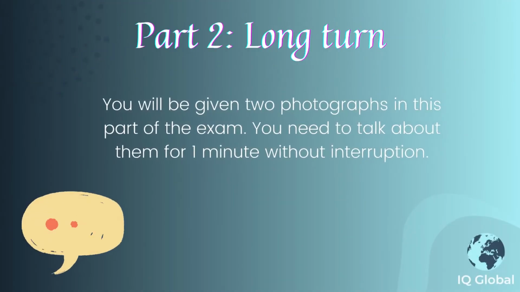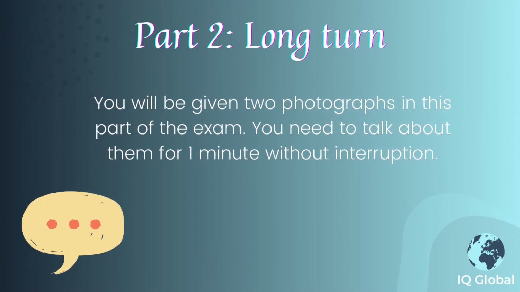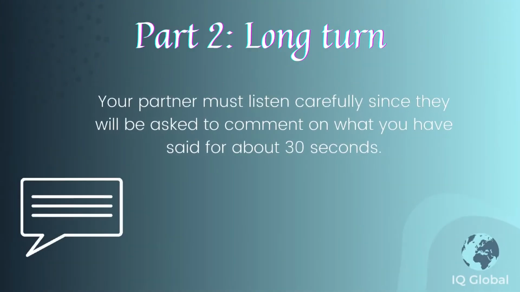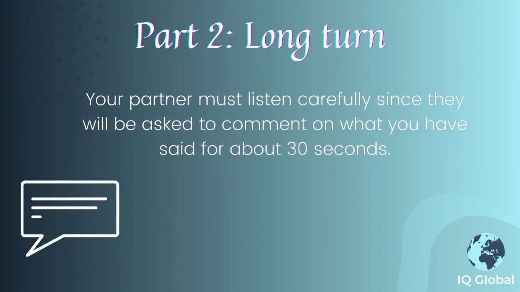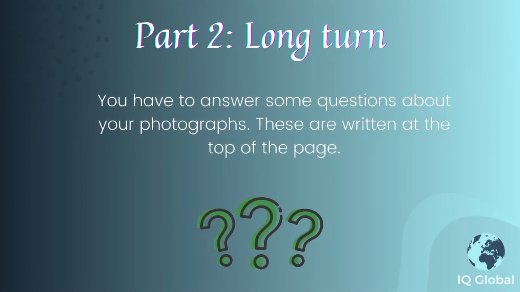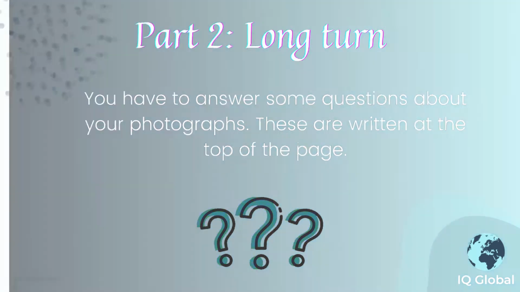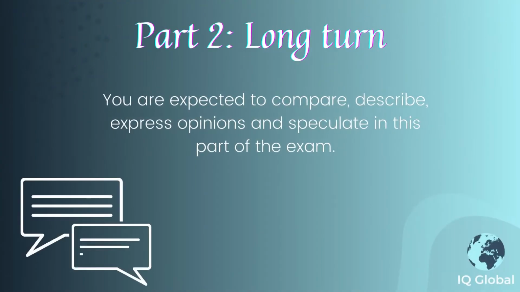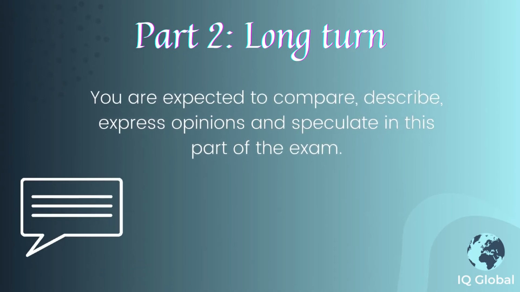Part 2 is long turn. You will be given 2 photographs in this part of the exam. You need to talk about them for 1 minute without interruption. Your partner must listen carefully since they will be asked to comment on what you have said for about 30 seconds. You have to answer some questions about your photographs. These are written at the top of the page. You are expected to compare, describe, express opinions and speculate in this part of the exam.